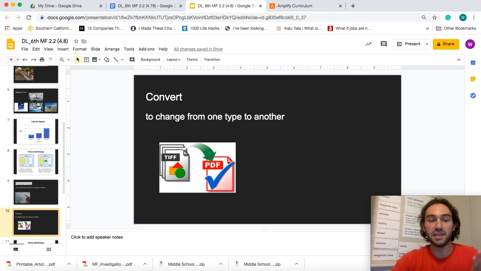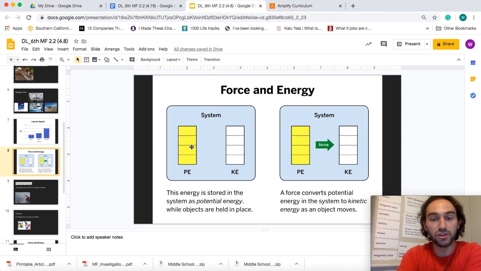And then what we're seeing is when potential energy turns into kinetic, it's actually converted. You may have heard of this word before. Sometimes you might have a file or a picture on your computer or phone and it'll ask you to convert it. So what that means is it's going to change from one type to another. So here, what's happening from potential energy into kinetic? Well, it's converting. A force converts potential energy in the system to kinetic energy as the object moves.